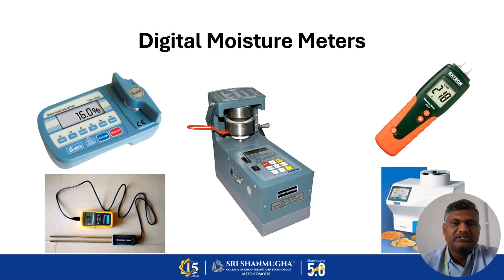Then these are the digital moisture meters, which measure moisture content by the indirect method. The probe is inserted into the grains, and it will display the moisture content directly. The concept is based on the change in properties with capacitance, resistance, and conductance, which are electrical properties.